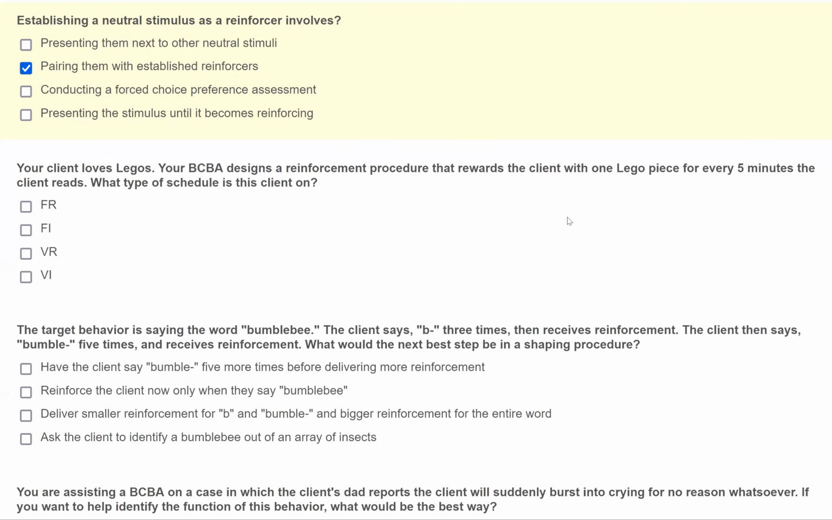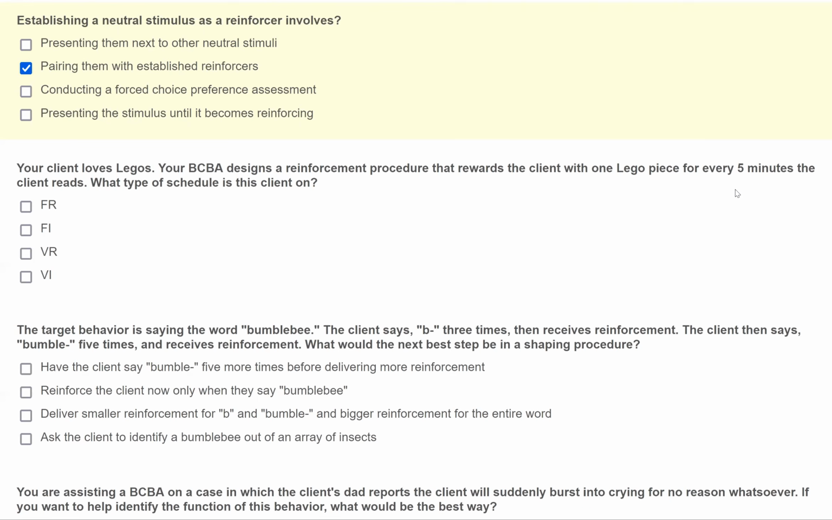Next question, fixed or variable? Fixed means it doesn't change. Variable means it's going to change on an average. If this had said 1 Lego piece for every 3 to 5 minutes the client reads, now we're talking about variable. It's on an average. It's changing, but we're not saying that. We're saying every 5 minutes, not changing consistently.